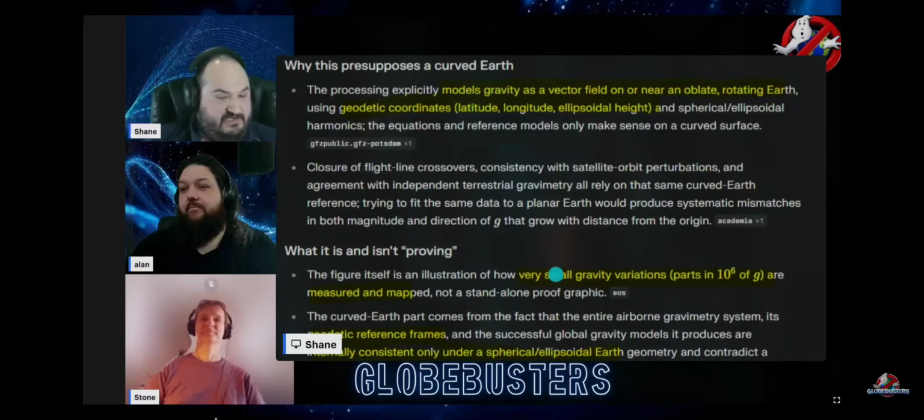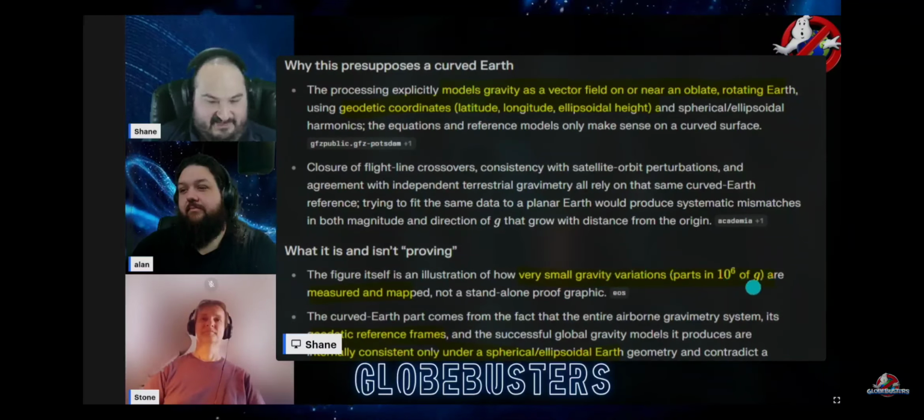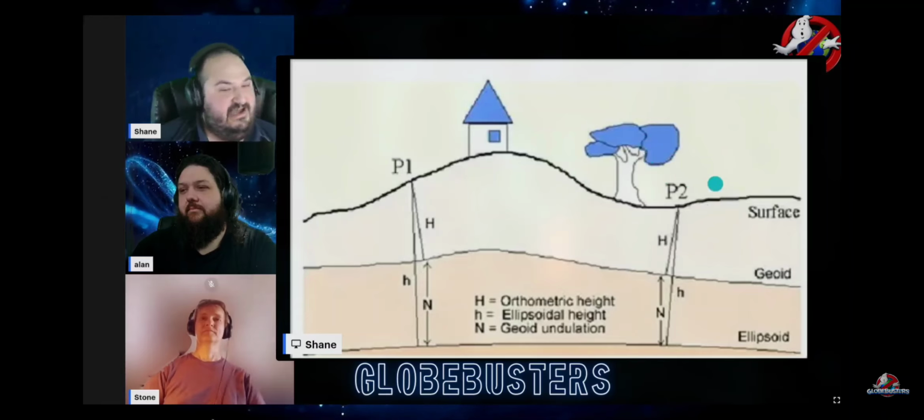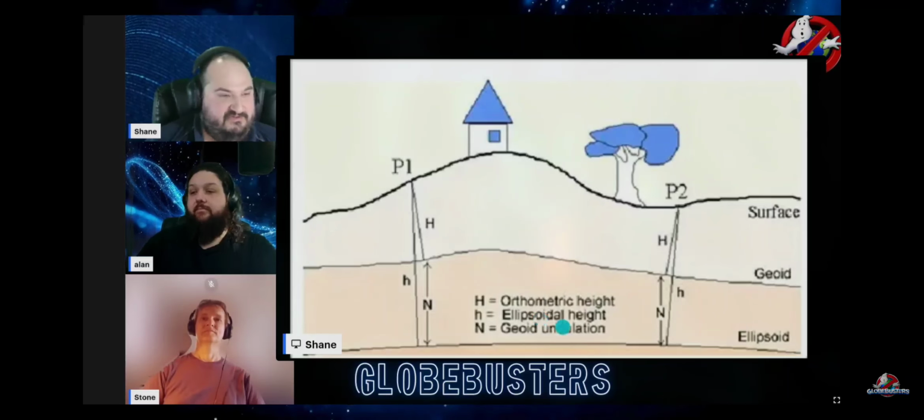So again, the figure itself is showing very, very small gravity variations, 10 to the negative 6 or whatever, and that they're trying to measure against geodetic reference frames. Now, if we can go into the importance of the heights real quick, when you're trying to measure heights above an ellipsoid and the surface of the actual Earth and the geoid, this is how they confuse everyone. This is also how they wrap level and horizontal sea level, or flat sea level, around an ellipsoid model so that you can define level as curved.